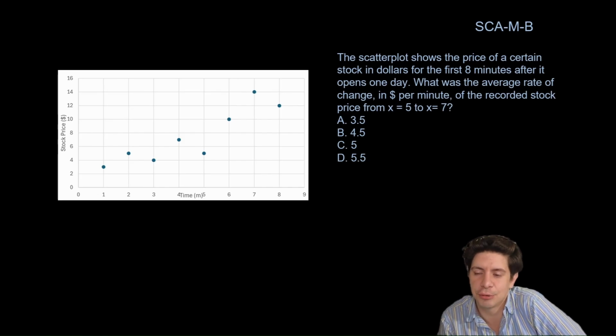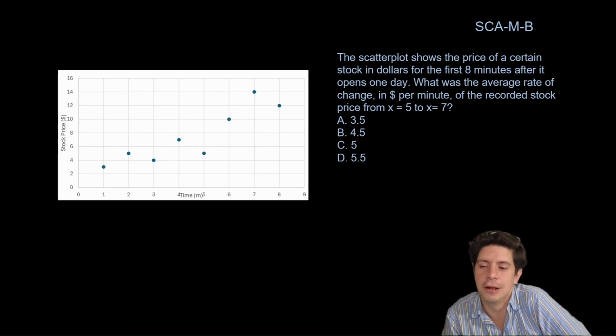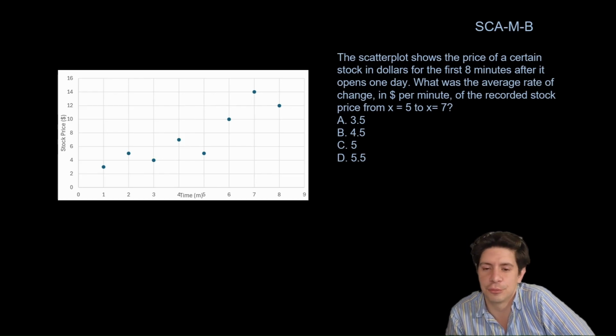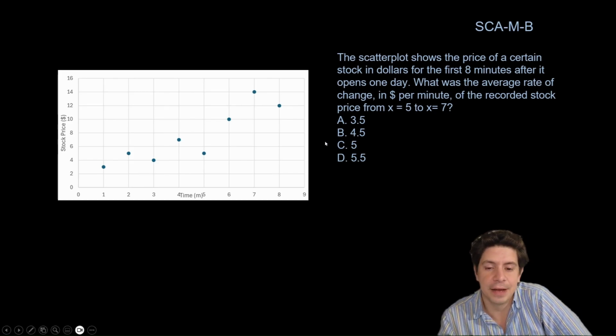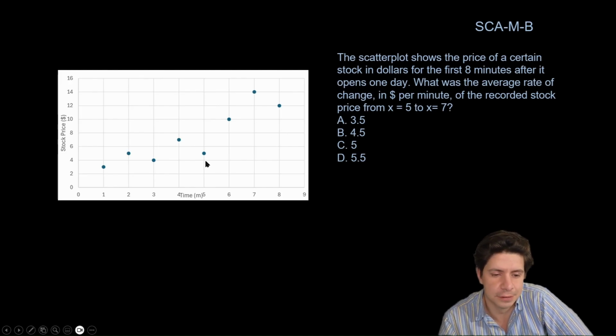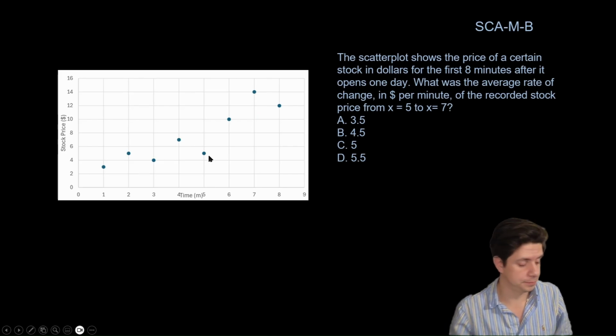The scatterplot shows the price of a certain stock in dollars for the first 8 months after it opens one day. What was the average rate of change in dollars per minute of the recorded stock price from x equals 5 to x equals 7? This is about finding rate of change in something that's not linear. So at x equals 5, we're at around a stock price of 5. When x equals 7, we're at around a stock price of 14.